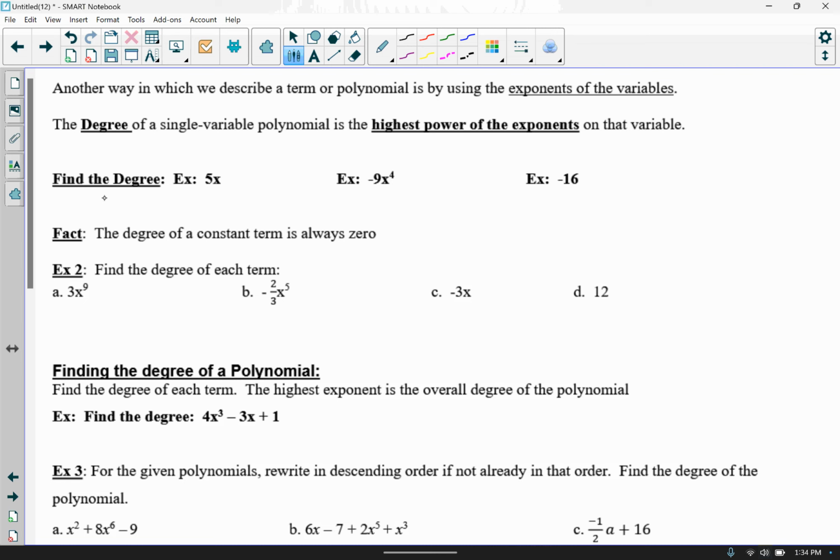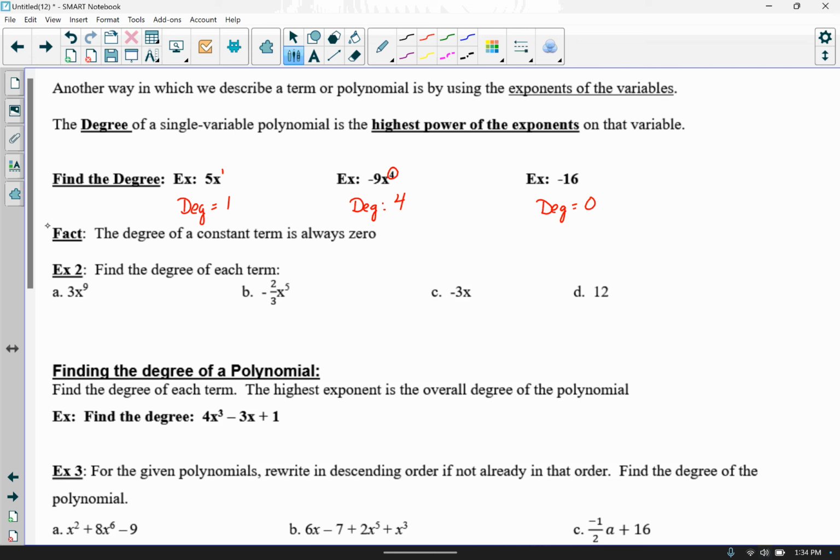The example below says, let's find the degree of each of these terms. Remember, it's the exponent on your variable. For example, in the first one, 5x, the exponent on that x is an imaginary 1 sitting up there, so the degree for that term is just 1. In the next one, the exponent on that x is 4, so the degree of this term would be 4. In the third example, I don't have a variable term, so the degree is equal to 0.